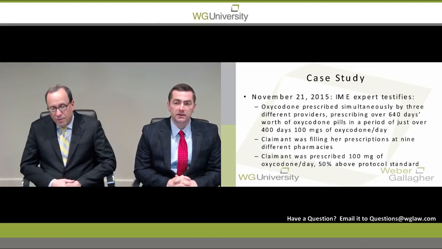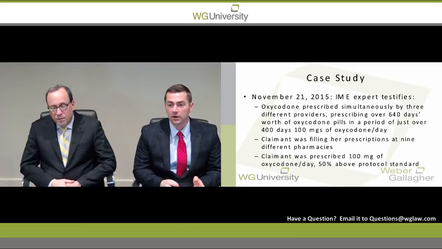Now, what the employer's expert learned in this case, and what he ultimately testified to, was that the claimant was being prescribed a tremendous amount of oxycodone over what the standard accepted dose would be. For opiates, each different type of opiate drug ultimately is broken down to its morphine equivalent when you're talking about doses. When it was looked at the amount of medication that was being prescribed, because the claimant was receiving the same exact drug from multiple providers, she was receiving 640 days worth of oxycodone in a period of 400 days. And the morphine equivalent was well above what's accepted.